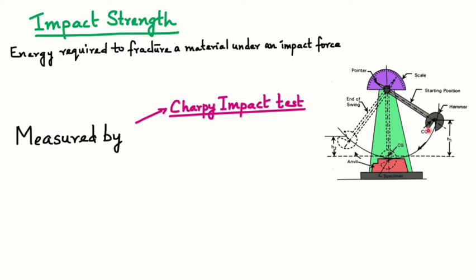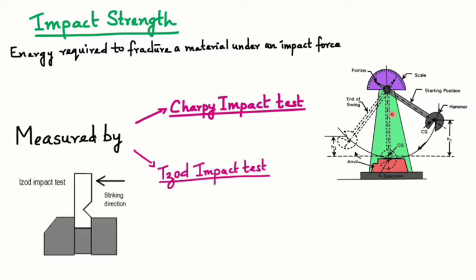Here you can see that there is a pendulum. This is going to move and hit the specimen, causing it to fracture. That energy is going to be measured by means of the gauge here, and you can calculate the impact strength from this. The second method is the Izod impact strength test. Here there is going to be a notched material which the pivoting arm is going to swing and hit, and from that the energy is calculated.